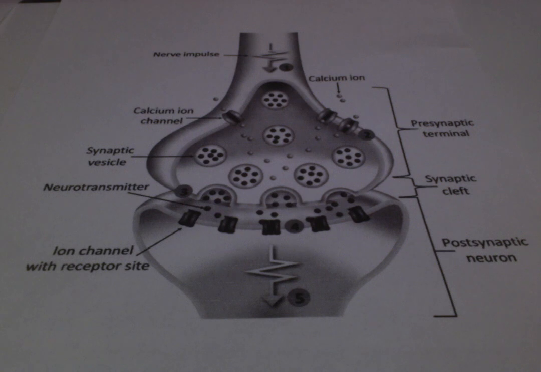When a neurotransmitter increases the likelihood that a postsynaptic neuron will send a signal, this is known as excitatory postsynaptic potential. Whereas if a neurotransmitter decreases the likelihood that a postsynaptic neuron will send a signal, this is known as inhibitory postsynaptic potential.